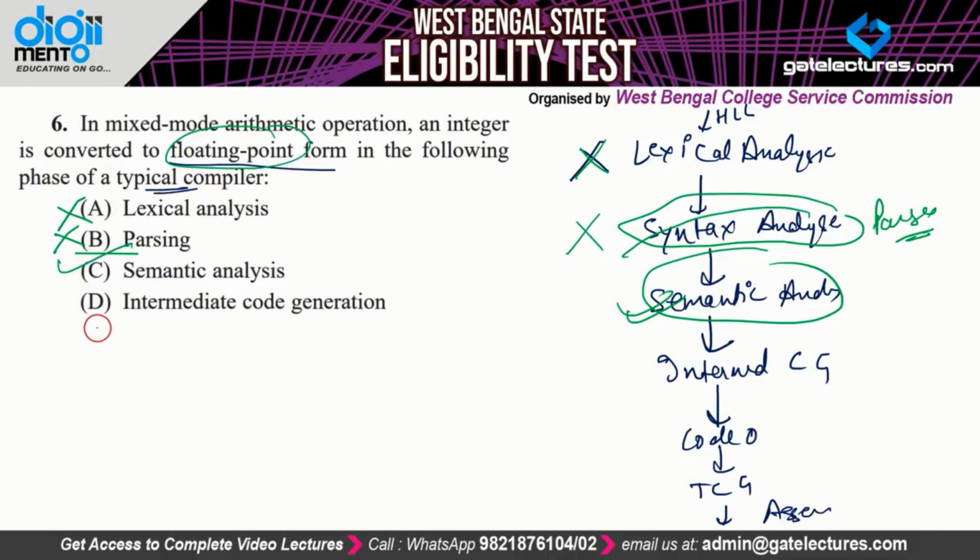So option number C is matching, and option number D is wrong, because intermediate code generation actually gives us a 3 address code. It gives a 3 address code, but it does not change it. So the correct answer is option number C here.